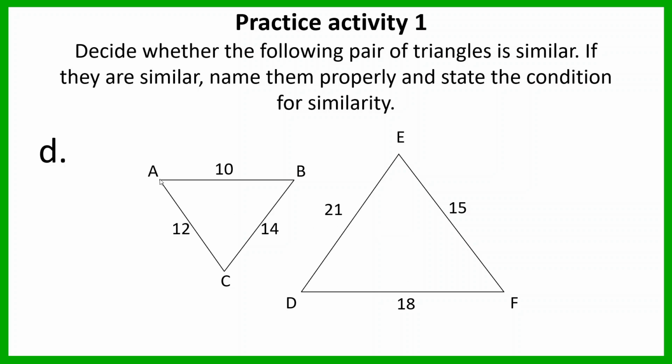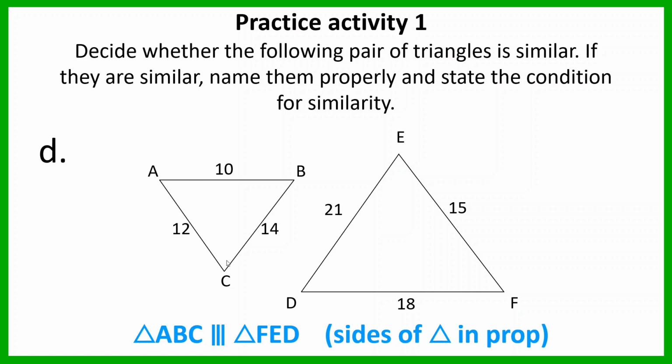Okay, so now if I name them, it's going to be ABC. Triangle ABC is similar. Now remember I said you look at the longest side over here and you match it up to the longest side here. So A is opposite the longest side. So the one opposite the longest side over here is F.